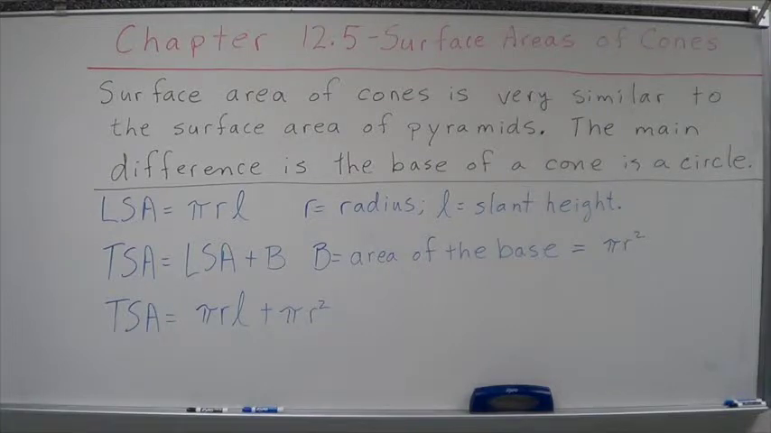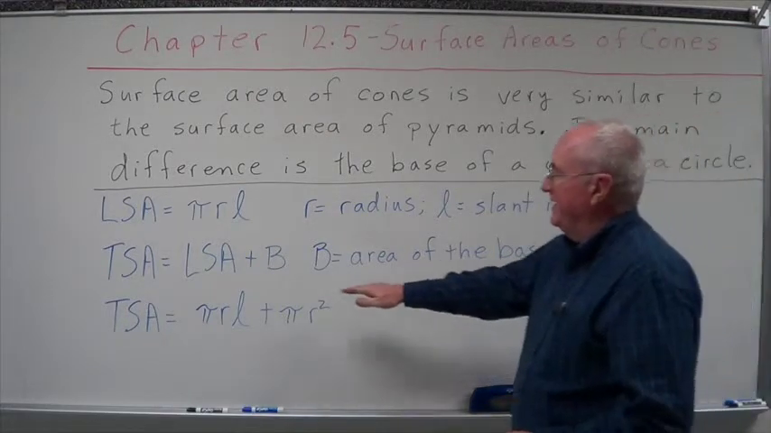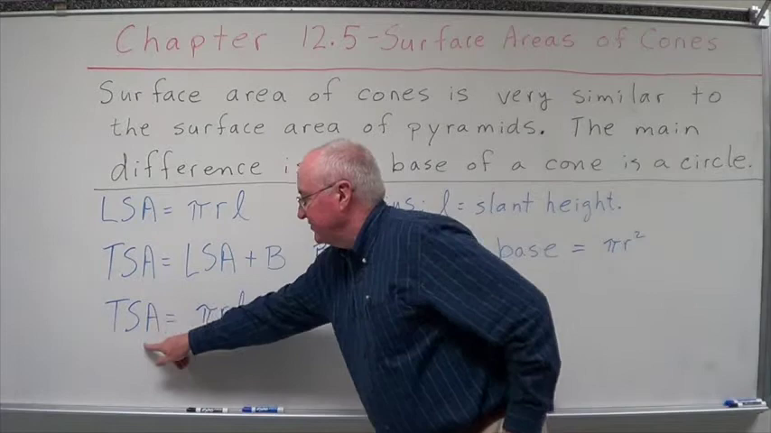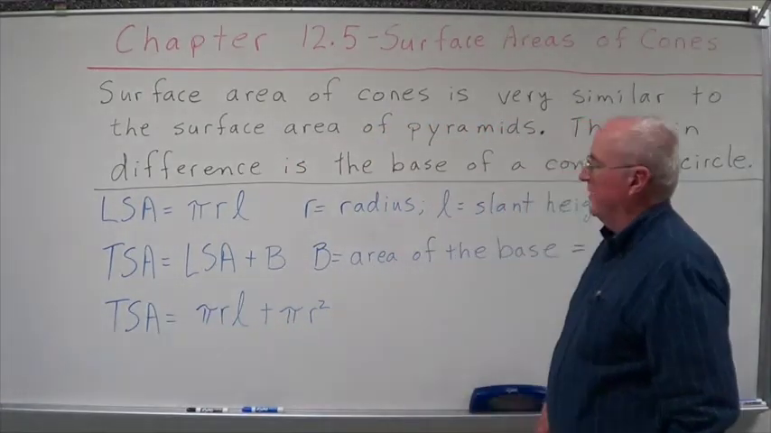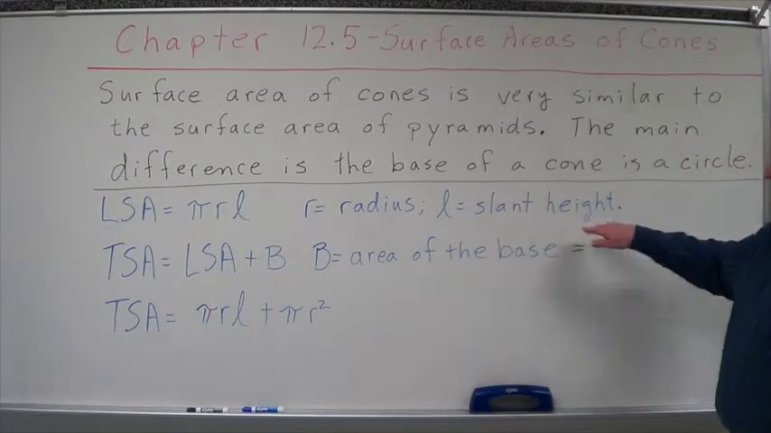Surface area of cones is very similar to the surface area of pyramids. The main difference is the base of a cone is a circle. LSA, lateral surface area of a cone, is pi r L. Okay? TSA, total surface area, is LSA plus B, or the base. Total surface area is pi r L plus pi r squared. L is the slant height.